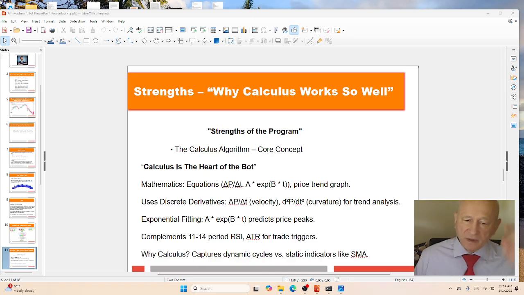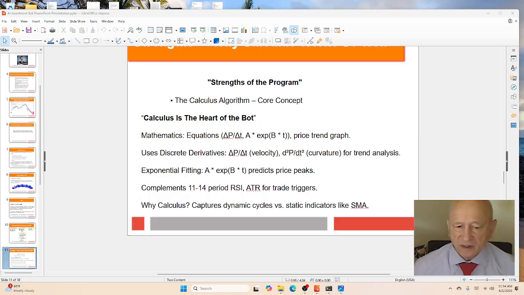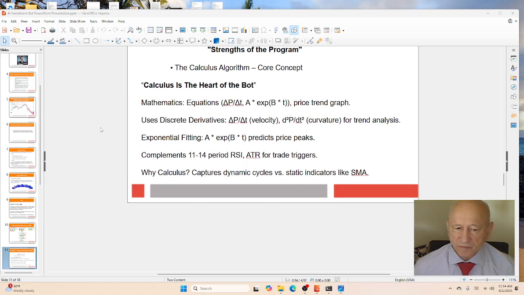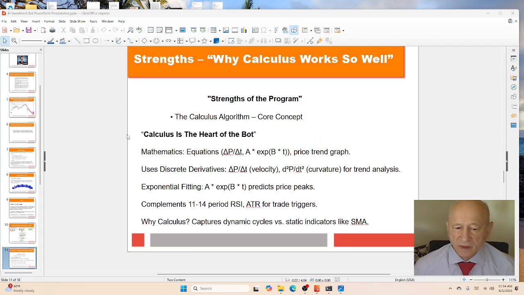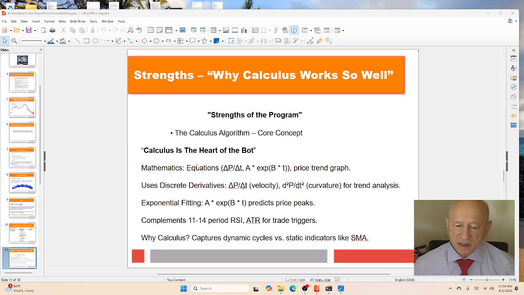But in the background, the algorithm is using the calculus, which is typical calculus with a derivative, discrete derivatives, which give it a strength in prediction. This calculus also uses exponential fitting that gives extremely precise measurements of the movement of the market price, and it complements the 14 period RSI tracking with ATR for trade triggers.